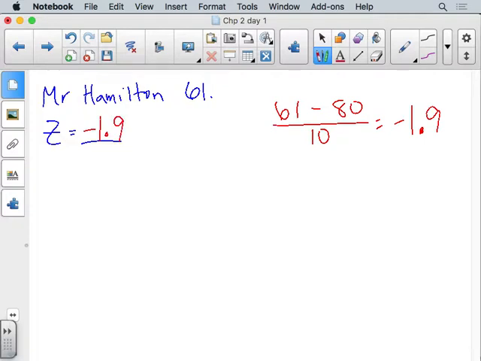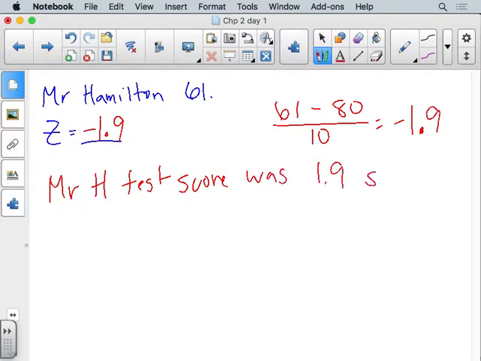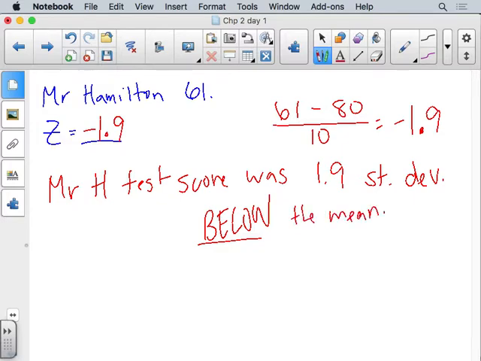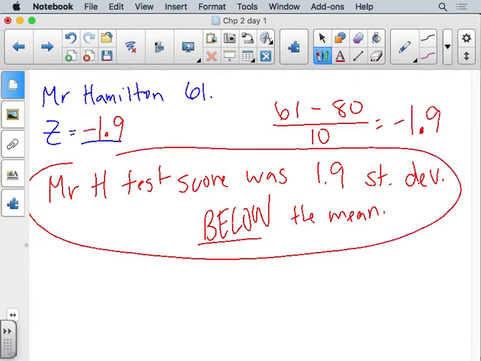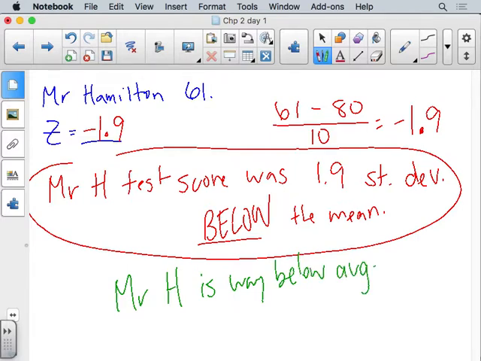So if I was to interpret what that means, that would mean Mr. H's test score was 1.9 standard deviations below the mean. Okay, and that's my answer. That would be the interpretation. What that means in layman's terms is that Mr. H is way below average. He didn't do very good, which is okay.